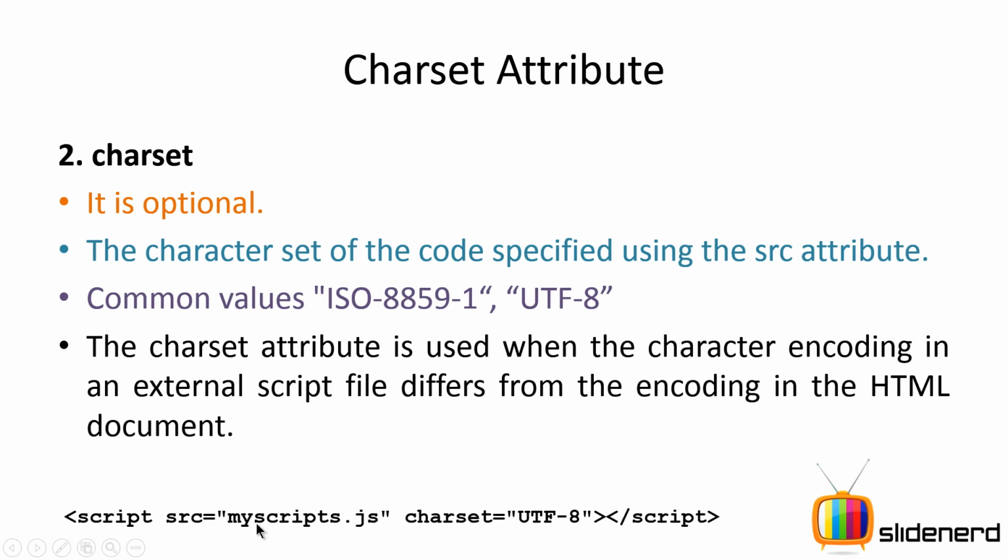So it would look something like this. You'd say script source equals blah blah blah, charset is UTF-8. Now this would be the exact attribute that we are talking about, which is charset.